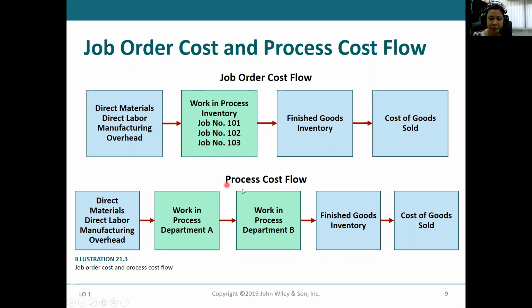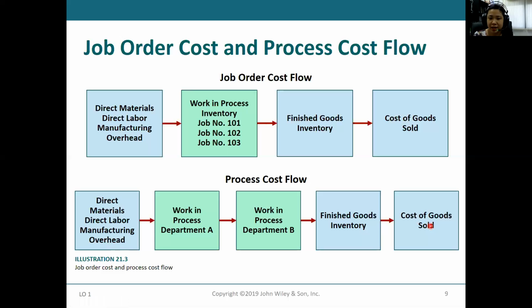Now for the process cost flow, it's the same thing. We also need to have the manufacturing costs, the direct materials, direct labor, and manufacturing overhead, and when we use the costs in the production process, we have work in process in department A. After we finish producing in department A, the products will be transferred to department B. So we will have work in process in department B, and then finished goods inventory. And after we finish, we sell it. It becomes cost of goods sold.